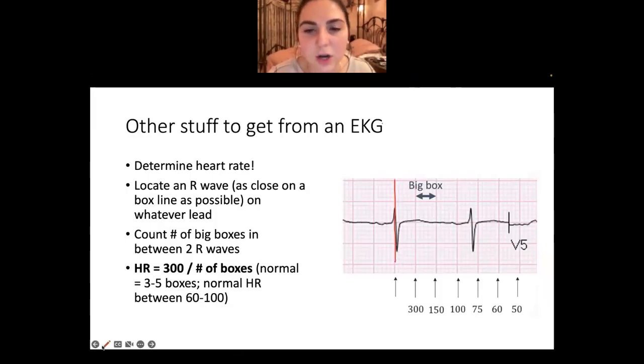So just try to find one as close as possible to being on one of these lines. And you can look on any lead, so it doesn't have to be lead 2. It can be literally any lead. And then count how many of these big boxes.